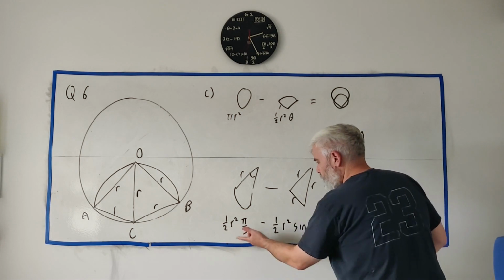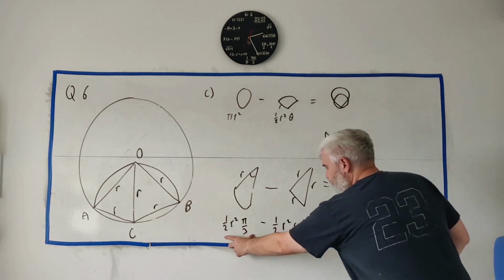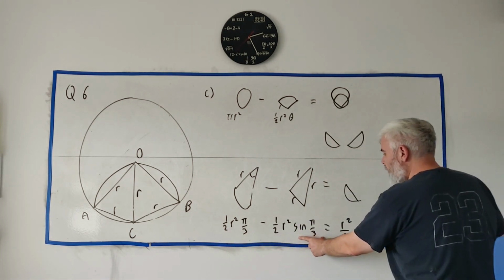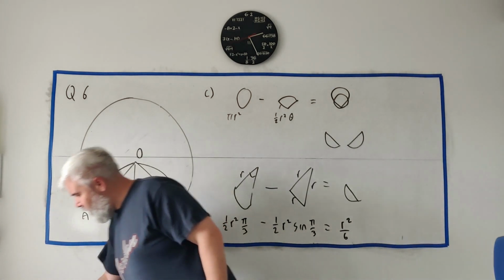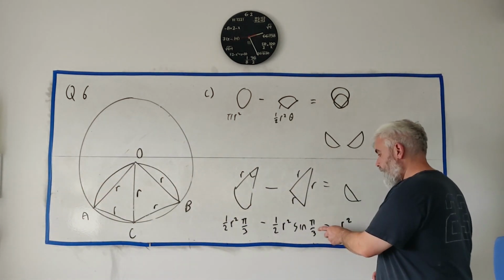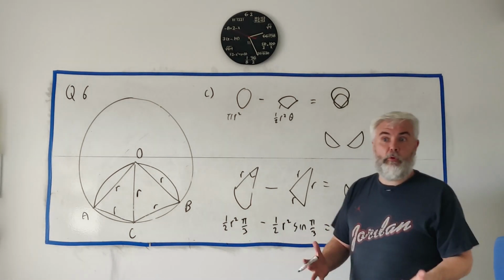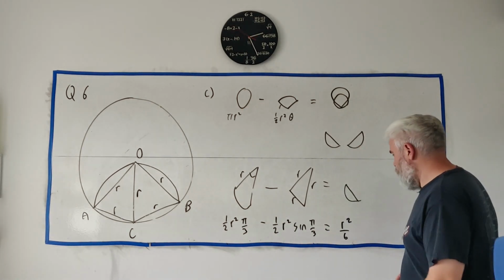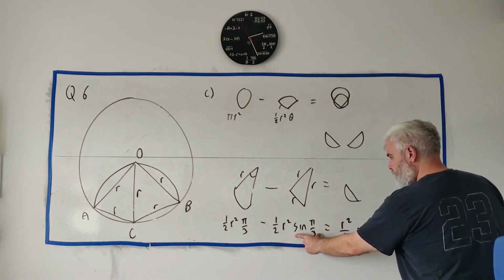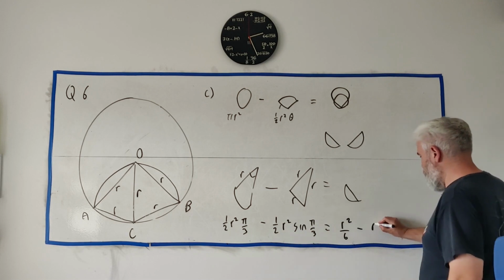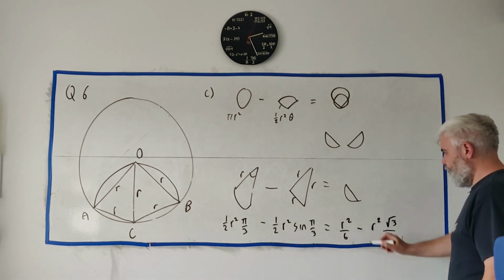We might have to put some of this in the calculator. We get r squared over 6 for this part. This part, sine pi over 3. Put that into a calculator. I'll just double check my notes. You get square root of 3 over 2. And that's good, because remember, we wanted a square root of 3. So for this part we get square root of 3 over 2. And with this 2, we get r squared, square root of 3 over 4.